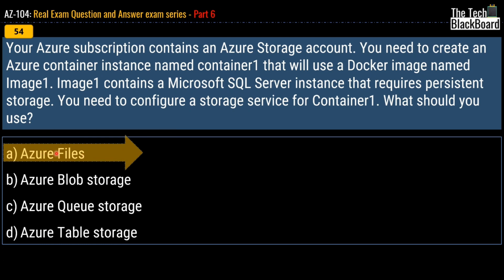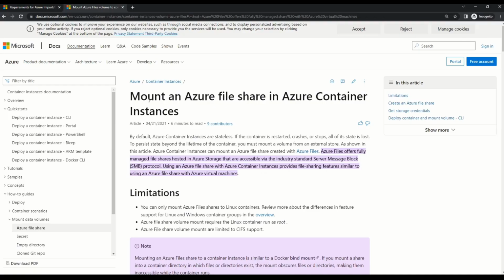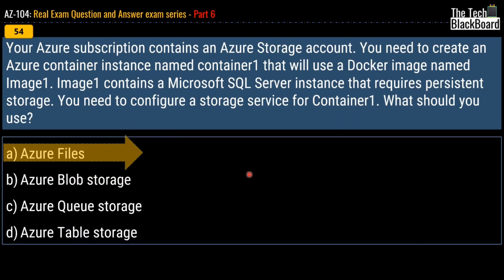Now let me take you to the Microsoft documentation to validate this answer. Now here we are on the Microsoft documentation with the title Mount an Azure File Share in Azure Container Instances. And in the highlighted part here, you can read that Azure Files offer fully managed file shares hosted in Azure Storage that are accessible via industry standard server message block SMB protocol. Then further it says that using an Azure file share with Azure Container Instances provides file sharing features similar to an Azure file share with Azure Virtual Machines. And with that documentation from Microsoft, we can be sure that our answer, Azure Files, is the best answer for this business case.